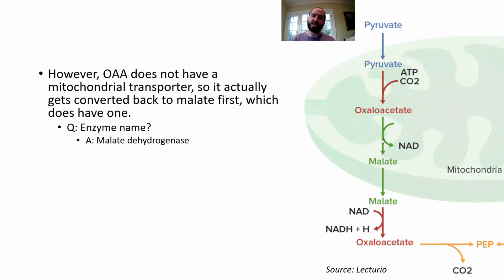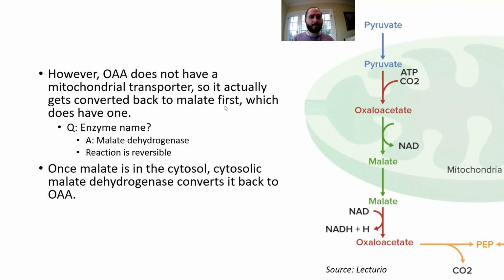So malate dehydrogenase turns out to catalyze a reversible reaction where we can turn oxaloacetate to malate. Malate has a shuttle. Then malate goes out of the mitochondria into the cytosol and can then be oxidized again back to oxaloacetate. And there's no net loss of NADH in the cell.